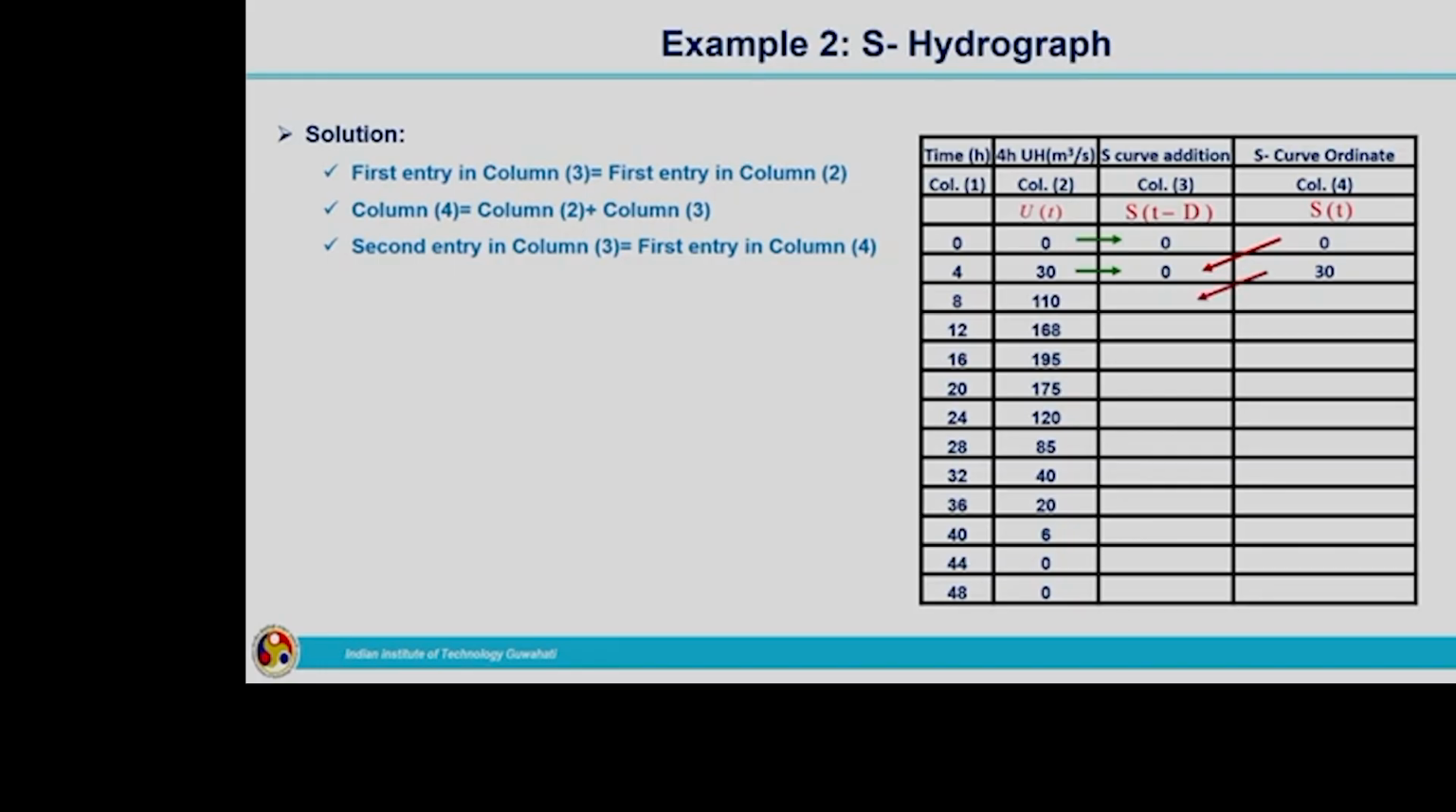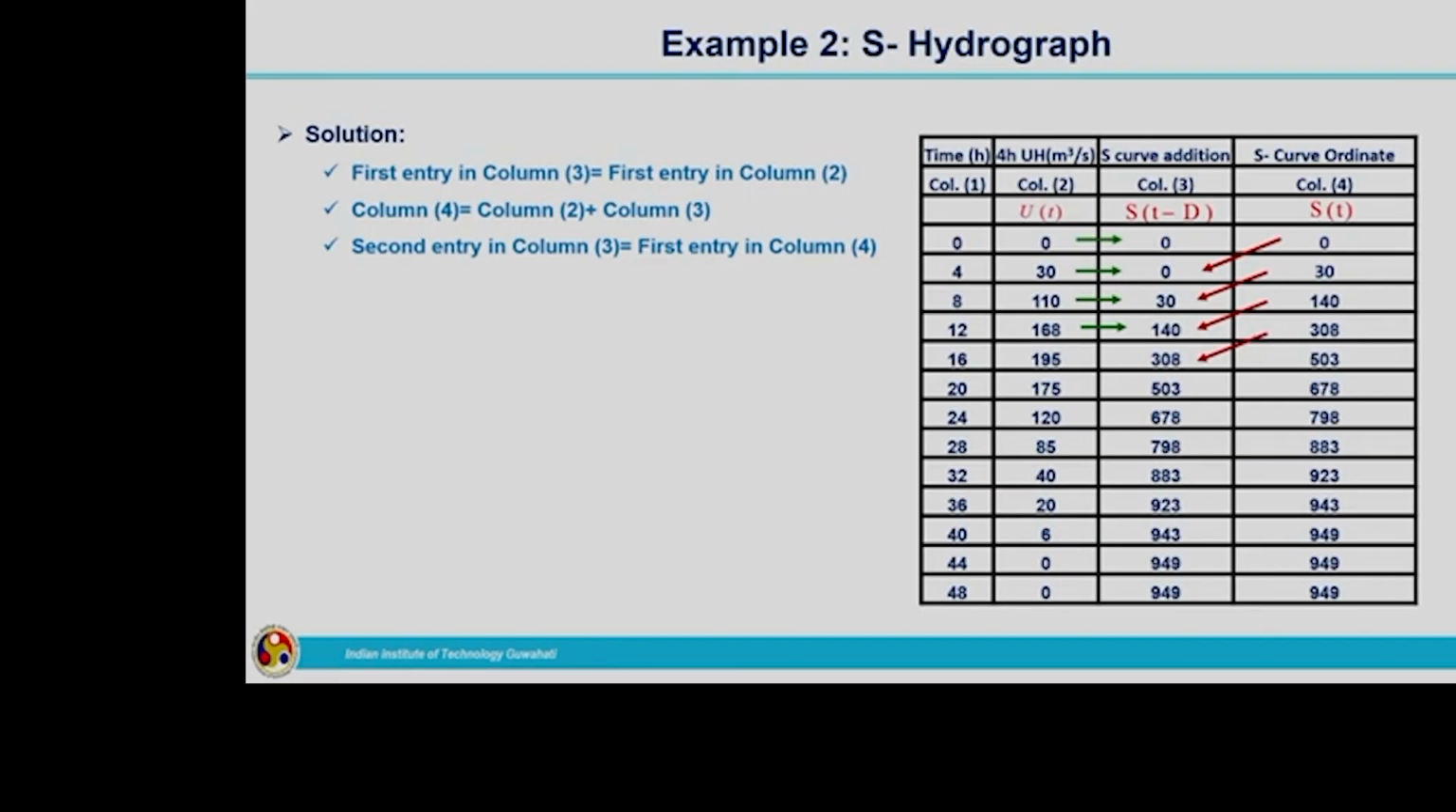This way we will be proceeding. This 30 will be written in column 3 and 30 plus 110 will give us 140. That is the S curve ordinate corresponding to time t equal to 8 hours. Now that 140 will be put in the S curve addition column, and it will be added to the unit hydrograph ordinate 168 to get the S curve ordinate. So, it will give us 308. This procedure will be followed to produce the S curve ordinates for different time intervals.